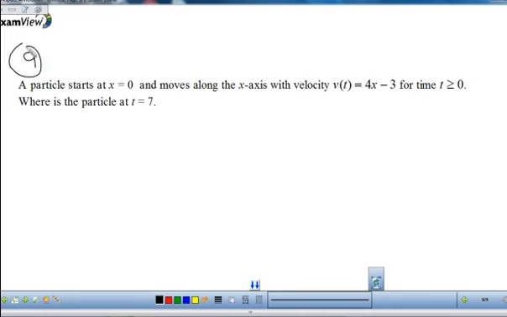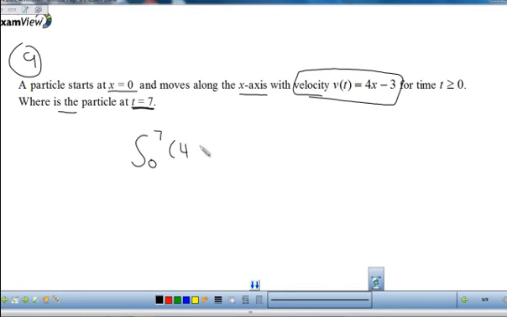Okay. Number 9 says a particle starts at x equals 0, moves along the x-axis with the velocity. Okay, so here's my derivative. For time t greater than 0, where is the particle at t equals 7? So where is the particle means how much did it travel from 0 to 7? So that means the area under the curve, or the integral from 0 to 7 of 4x minus 3.